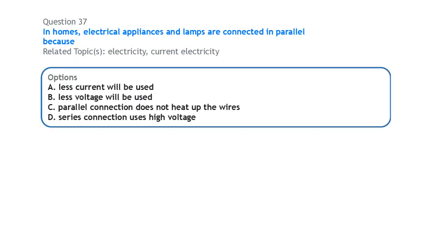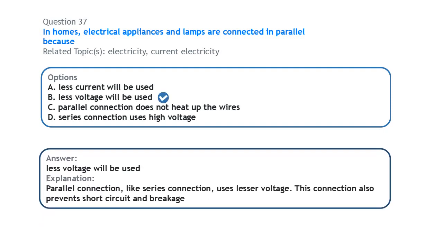Next, on electricity, in homes, electrical appliances and lamps are connected in parallel because parallel connection uses lesser voltage. It uses lesser voltage. It also prevents short circuit and breakage.